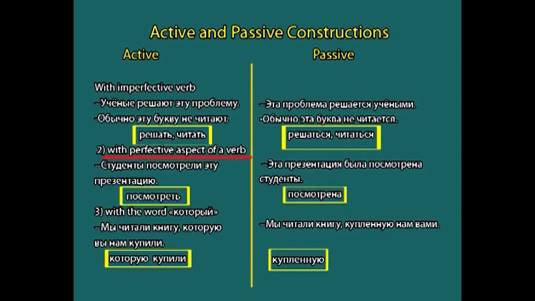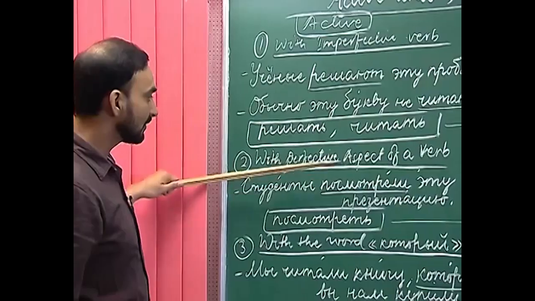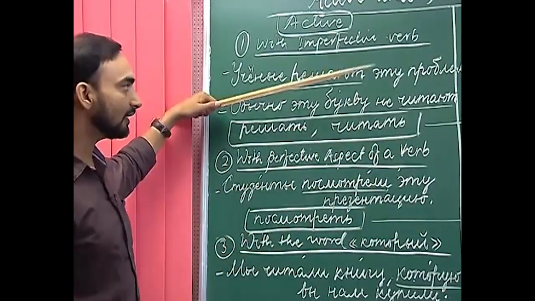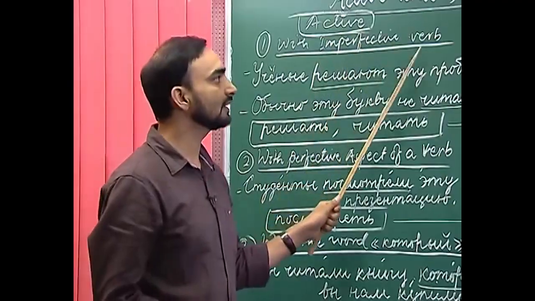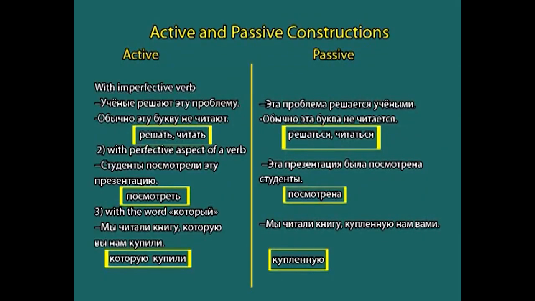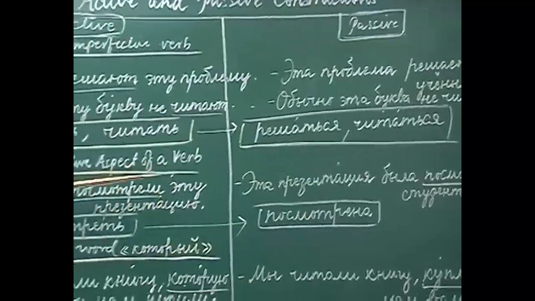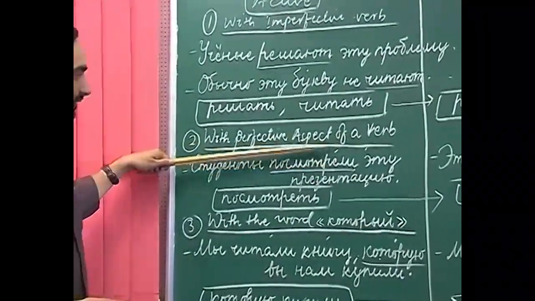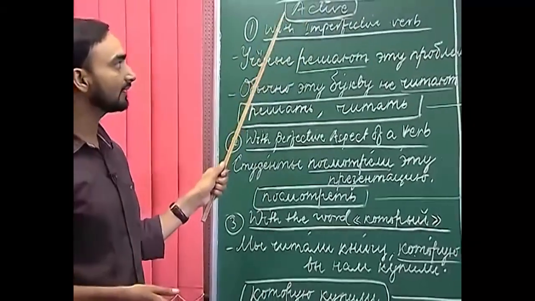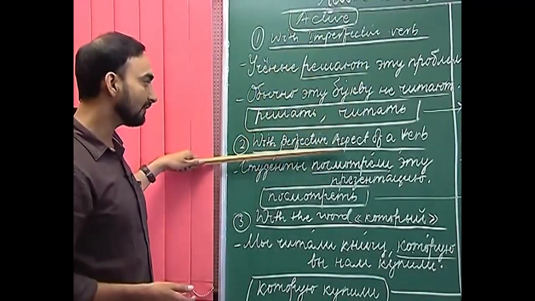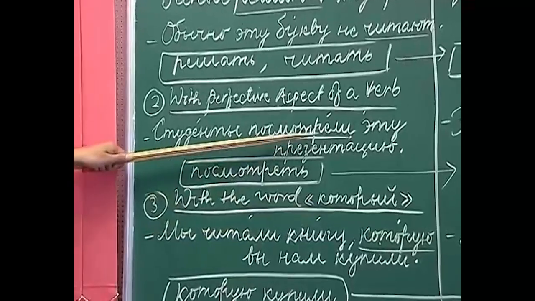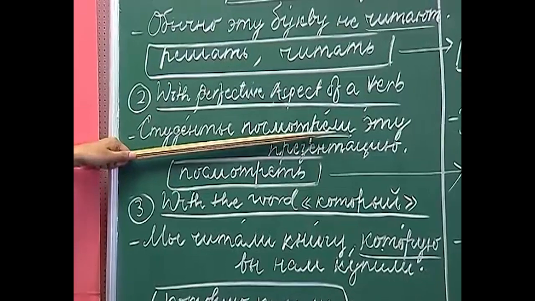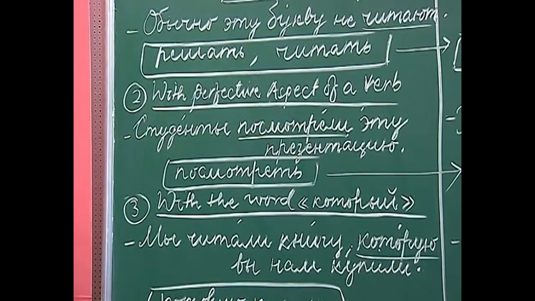So, now the second type of active construction is with perfective aspect of a verb. So, in the first part we have learned that the active construction with the imperfective verbs changes into passive by using the reflexive verb. So, now the situation is different. Now, we are learning how to convert the active construction into passive when the active construction has the perfective aspect of a verb. For example, studyanti pasmatreli etu presentatio. Pasmatrech, as you already know, is the perfective aspect of the verb smatrech, to look or to watch.